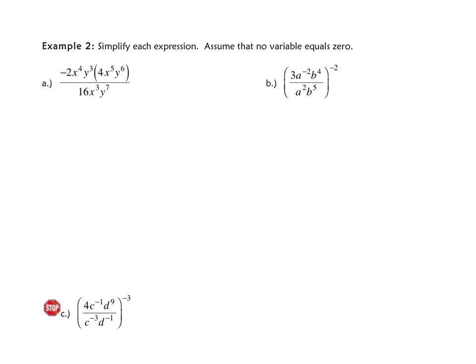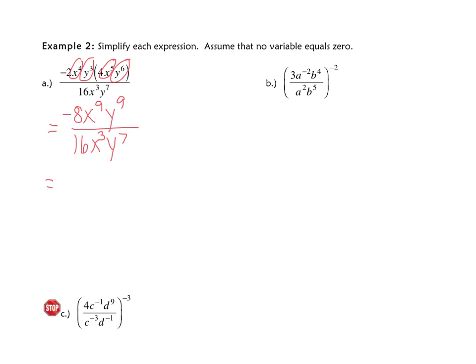All right, let's do example 2 part A together. So this is kind of a combination of a few problems. We have in the numerator, -2 times 4 is -8. And then x to the 4th times x to the 5th, I add those exponents, so it's x to the 9th, y to the 3rd times y to the 6th, I add the exponents, it's y to the 9th. Denominator, there's nothing I could do at this point, so I just rewrite it.